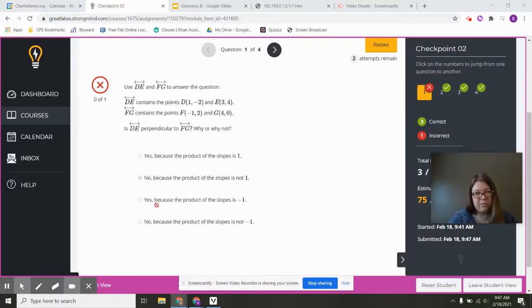Quick correction on this part. I said the slope is not 1. I should have said the slope is not negative 1.